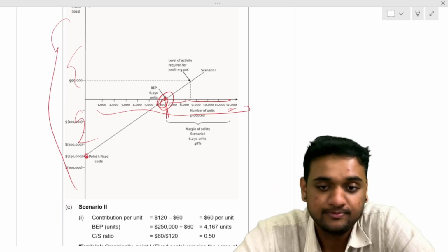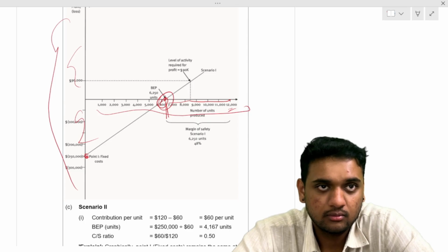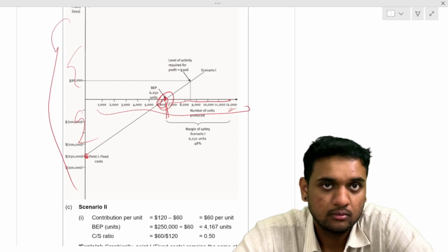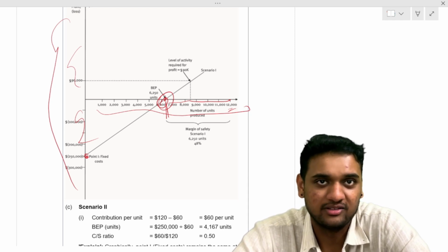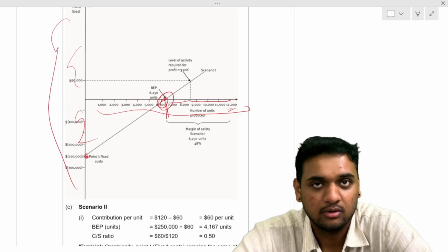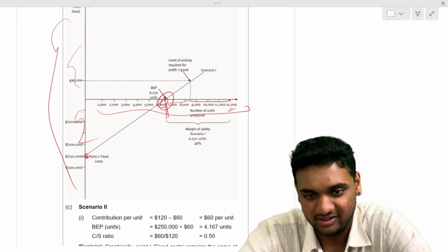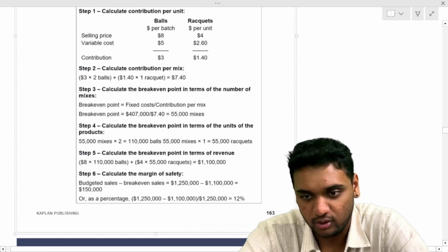Understood, all of you? What doubt? First I asked margin of safety in percentage terms. Now I asked break-even point in percentage terms. Understood? Okay. This is what you have to analyze from the graph. Nothing more is required. Understood all of you? Now let us proceed.